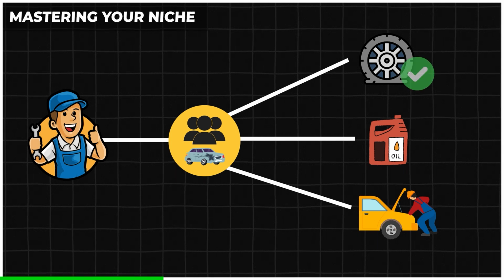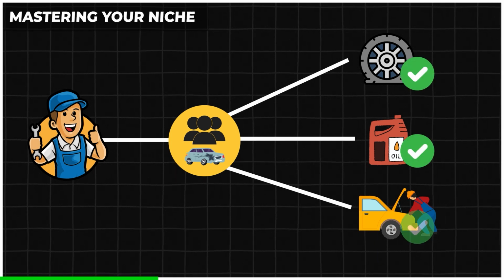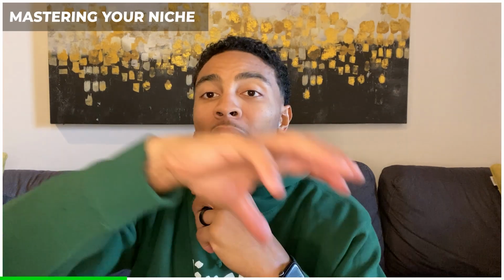Oh, we can fix tires. We can do oils, we can do engines, etc. Now you have a list of all the products and services that they have. Now you can say, okay, we can either run ads specifically for people who need their tires fixed, specifically for people who need their engine fixed, or we can just run ads as an all-encompassing, right?